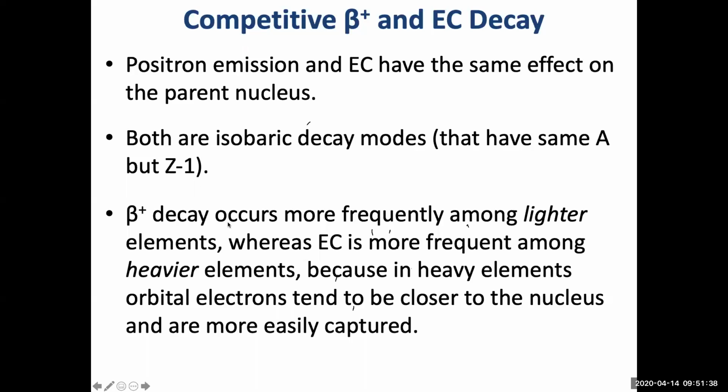Positron decay occurs more frequently among lighter elements, whereas electron capture is more frequent among heavier elements, because in heavy elements, orbital electrons tend to be closer to the nucleus and are more easily captured. So positron emission for the lighter elements, electron capture most probably for the heavier, but that's not a rule. Electron capture is more frequent among heavier elements because the electron is closer to the nucleus than in the lighter elements.